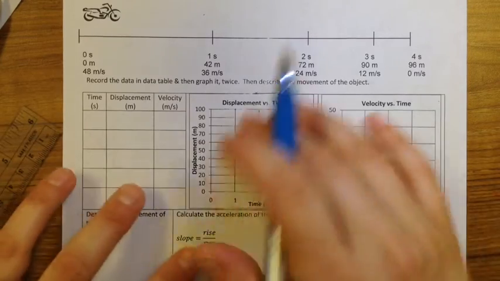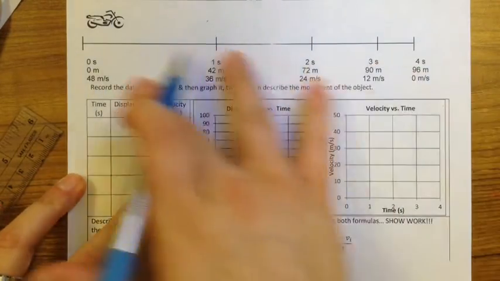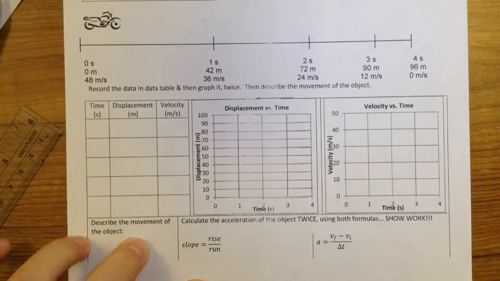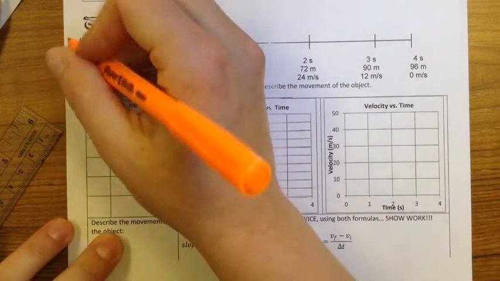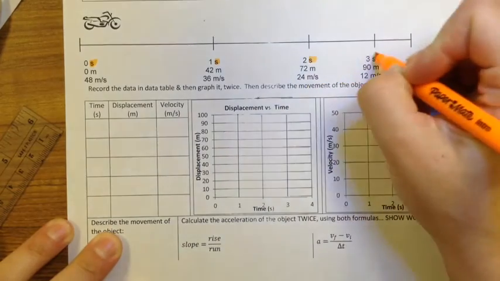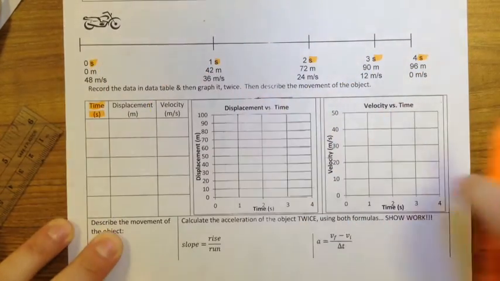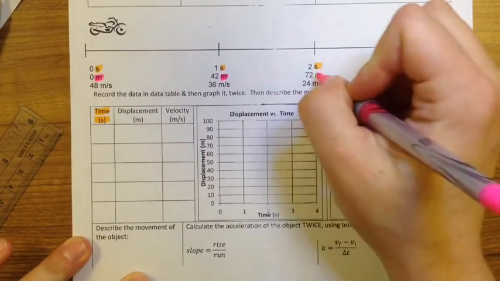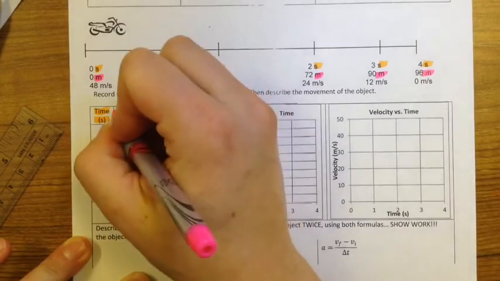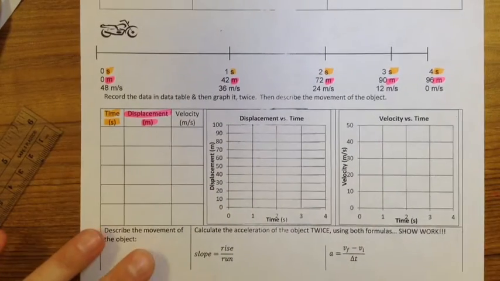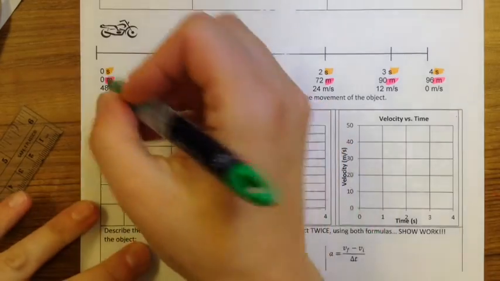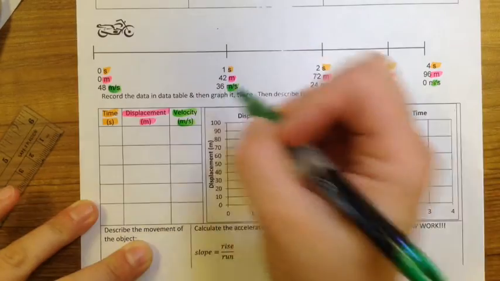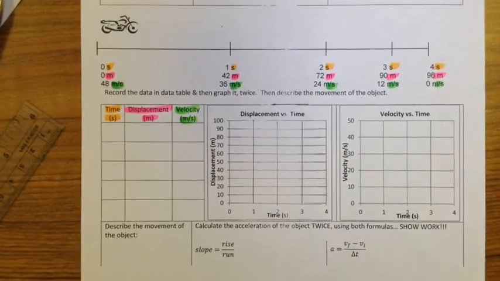The first thing we need to do is we have this motorcycle with all of this data. We've got to get all of this data into the data table. The only way to do that is to very carefully pay attention to the units of measure. Here we have seconds, seconds, seconds, seconds, seconds. Seconds measures time. And then we have meters, meters, meters, meters, and meters, and meters measures displacement. And then last of all, we have meters per second, meters per second, measuring velocity. So we want to enter that data accordingly.